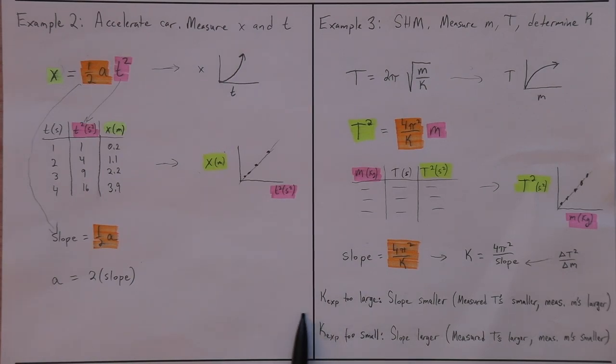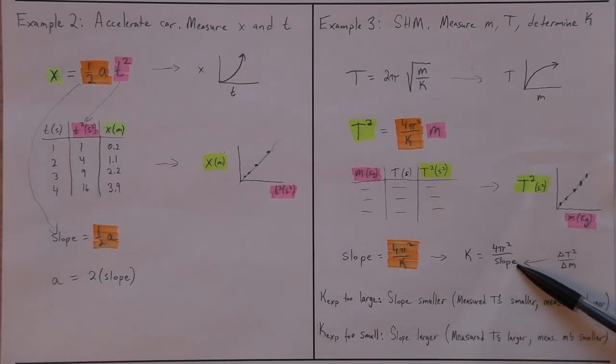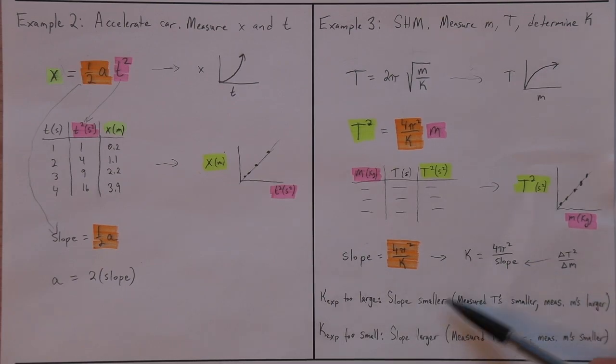Sources of error, again. Let's suppose the experimental spring constant was too large. If you look at this formula, you can see that means the slope was too small, because it's in the denominator. So how could the slope be too small? Either the change in t squared is too small for some reason, or the change in mass is too big. Either of those would result in a spring constant that was too large.